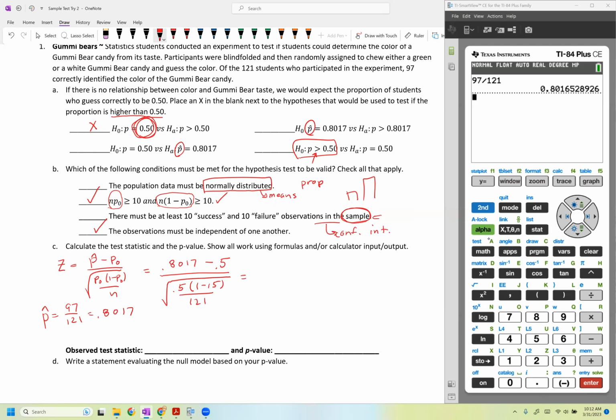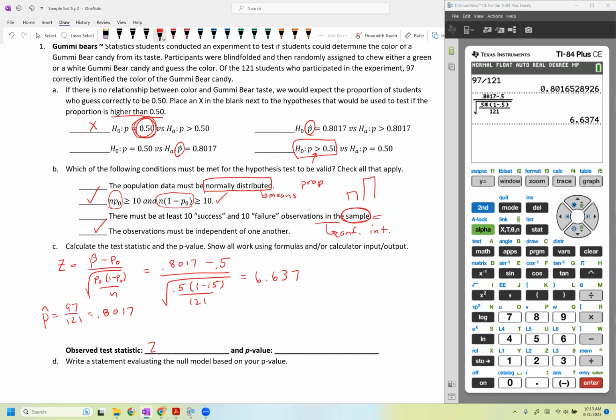Now I'm going to press alpha F1 to get a fraction, so it looks exactly like what I wrote. Oops, go back up there. Minus 0.5 all over the square root of, and I'm going to do another fraction, alpha F1, enter, of 0.5 times 1 minus 0.5, close that up, and then underneath our sample size. So we got a z value of 6.637.